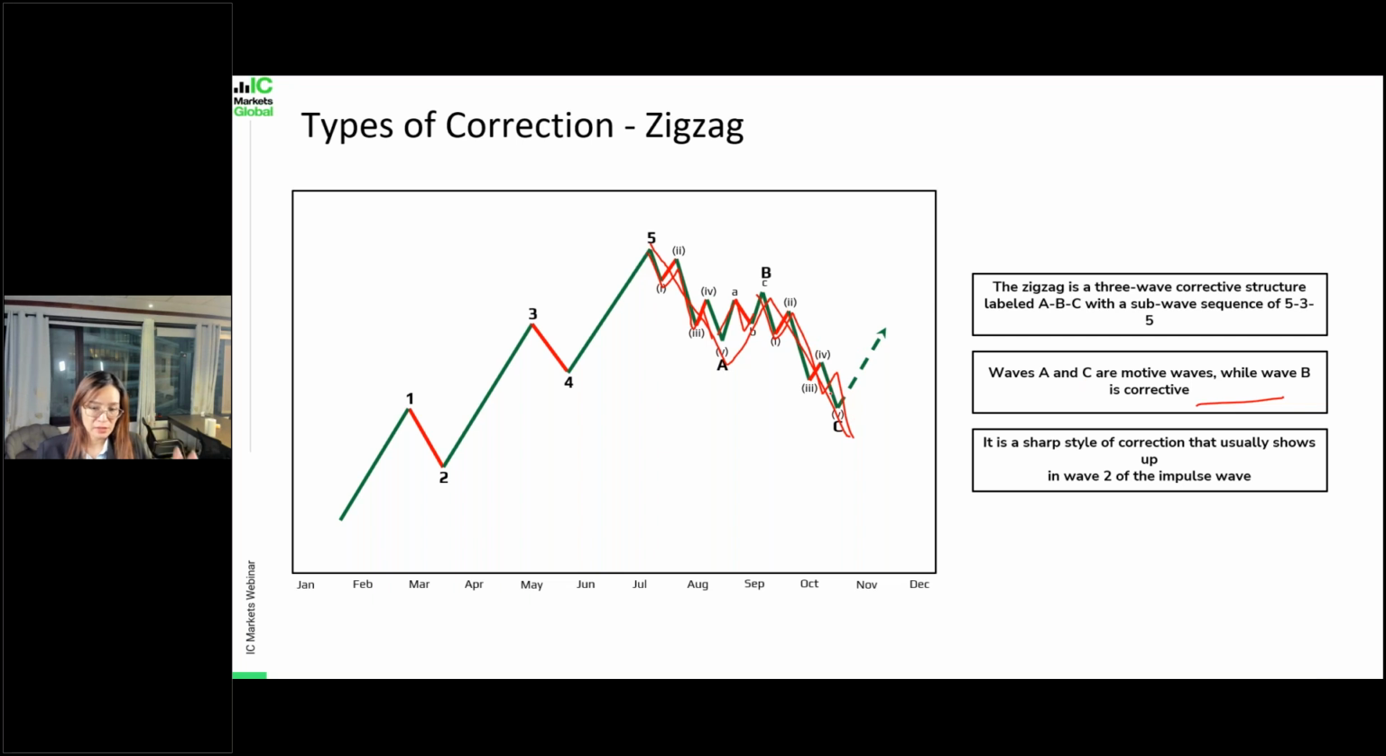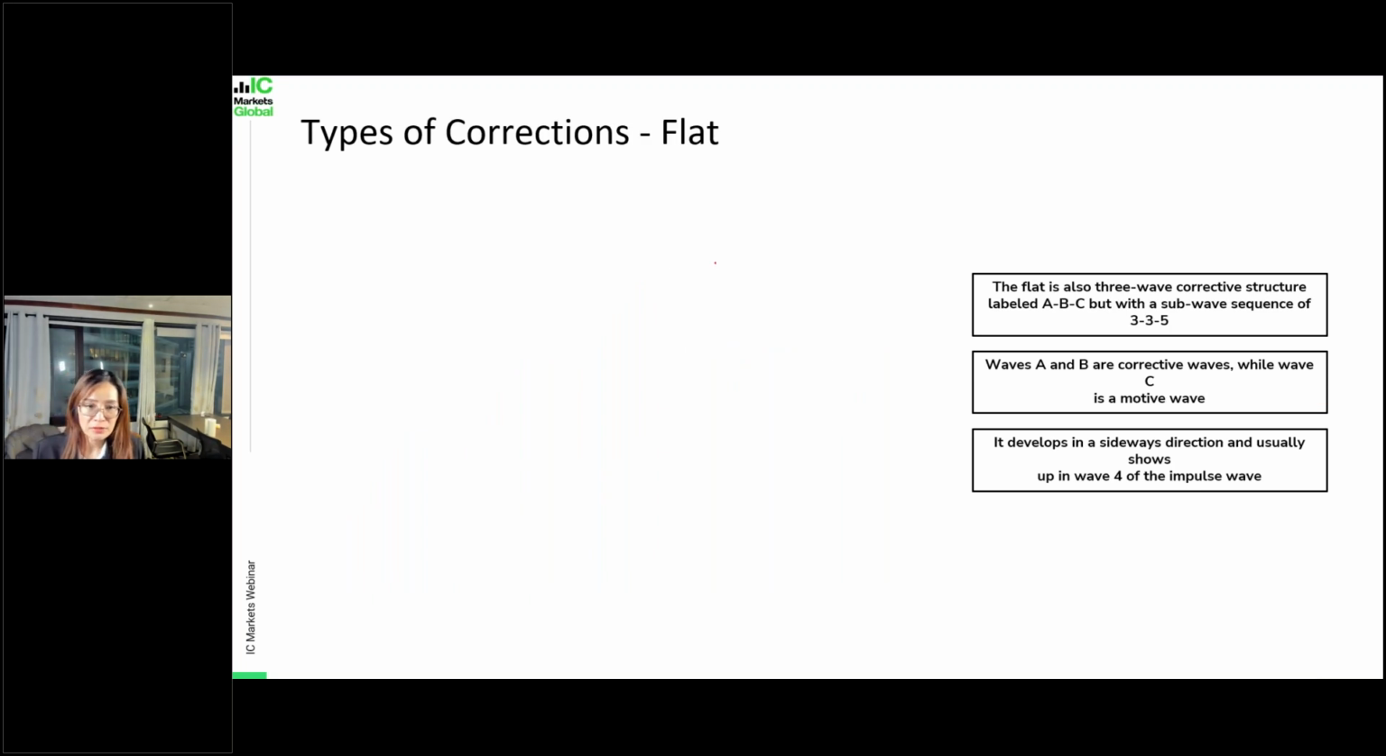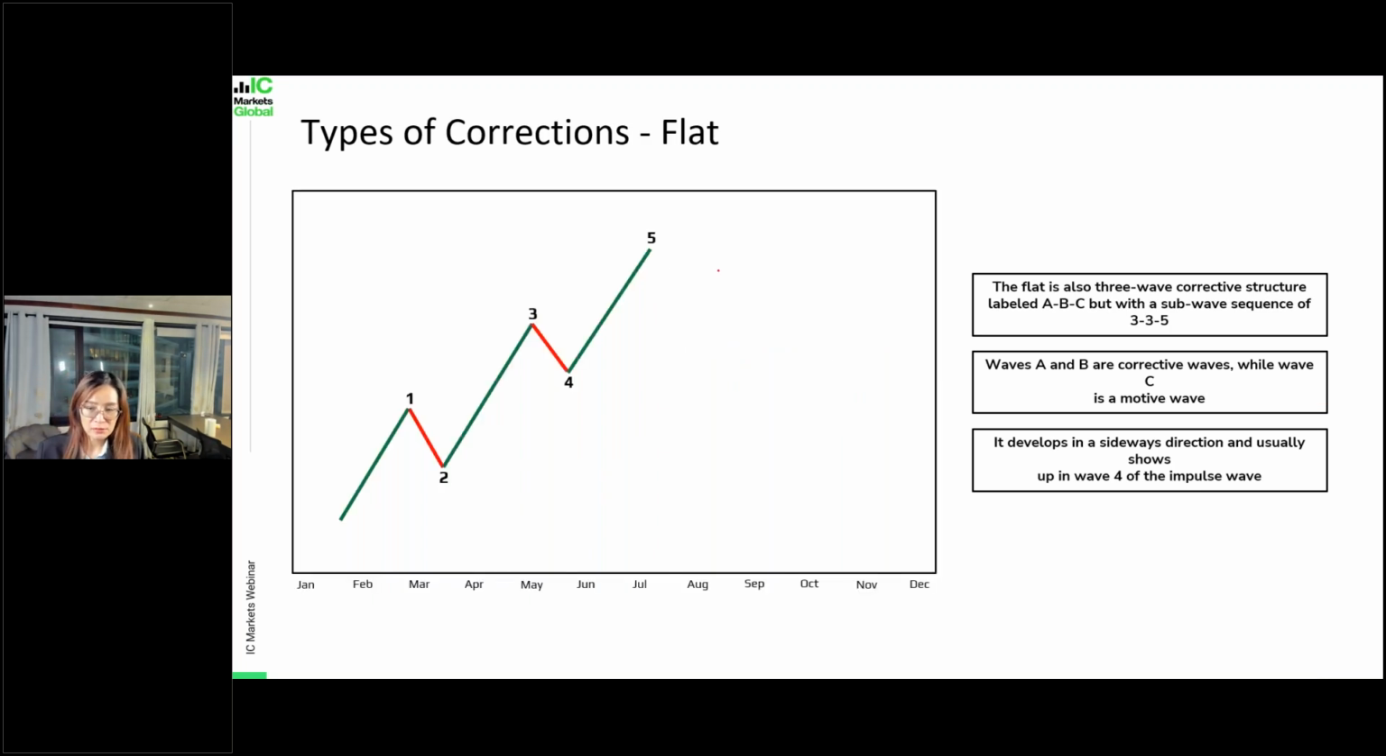5 waves in the impulse wave, right? And corrective wave always has A, B, C, or zigzag. Okay, what about the flat correction? So they say for a flat correction, there will always be 3 wave corrective structures labeled A, B, C, and the sub waves will be another 3, 3, 5.